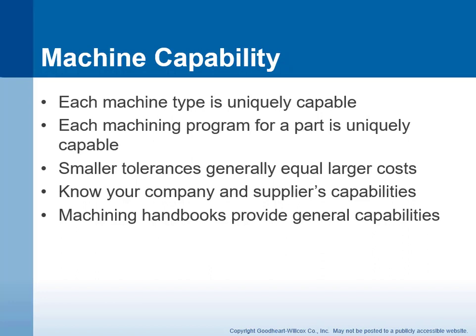This is a little thing about machine capability. I'm not talking about machines that produce parts. Each machine is uniquely capable. Each machining program for a part is uniquely capable. Smaller tolerances generally require larger cost. The tighter your tolerances, the more your parts are going to cost. So know your company's and your supplier's capabilities, and machining handbooks provide general capabilities. So to calculate your tolerances, you need to know what the capabilities of the machines are to keep your part costs down.